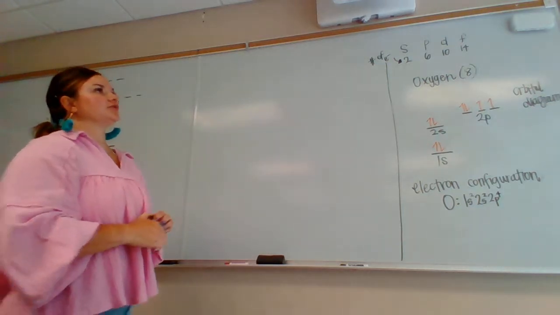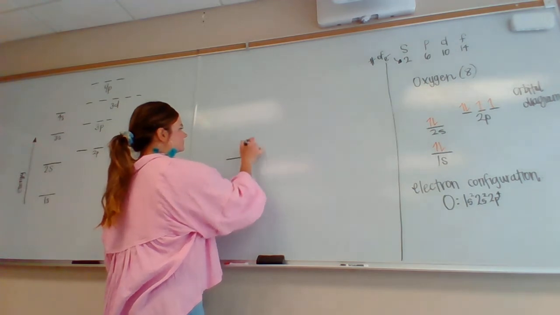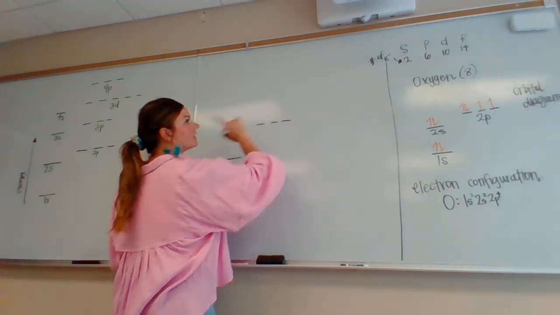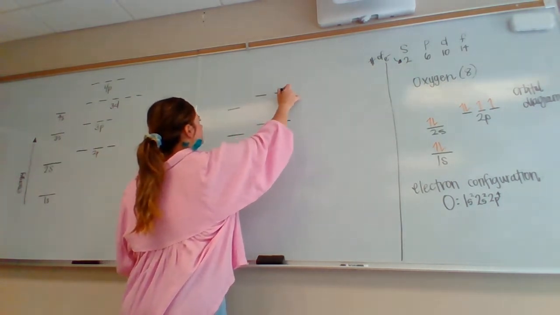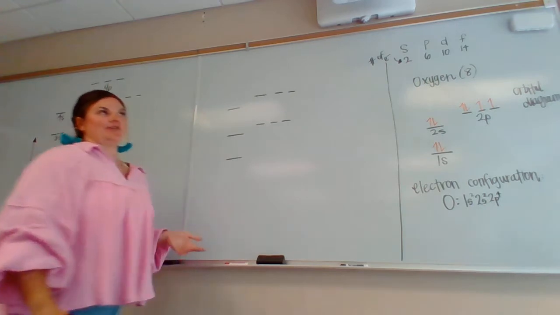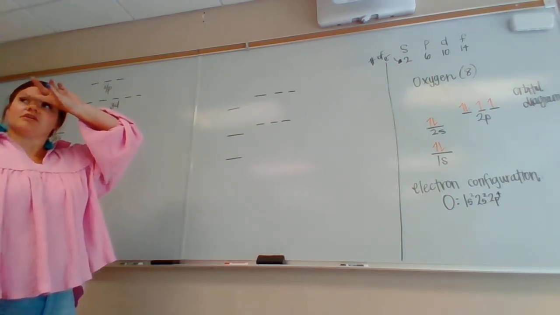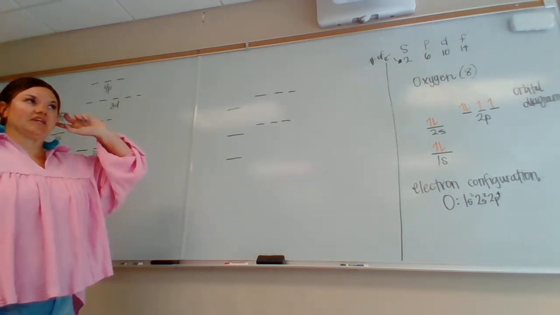Okay, let's do sulfur. Almost done. Again, you don't have to draw out the orbital diagram if I don't ask you for it. I kind of like it. Yeah, I mean, it helps, especially at first, to figure out what your electron configuration is going to be.